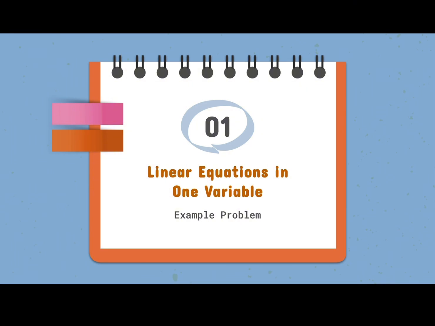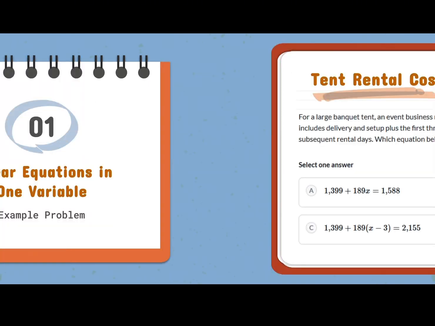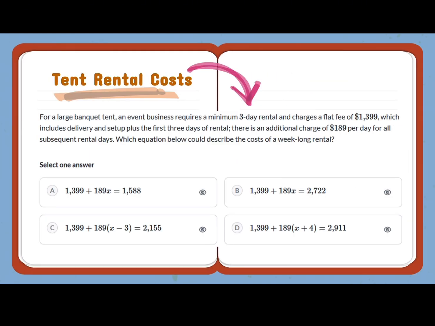I will be going over the most difficult questions in the section, and most of them are conceptual, and they are questions I have covered before, some of them anyway. For example, this one, tent rental costs. This event requires a minimum 3-day rental and charges a flat fee of $1,399, which includes delivery and setup plus the first 3 days of rental.